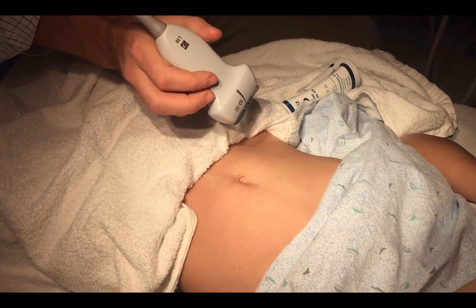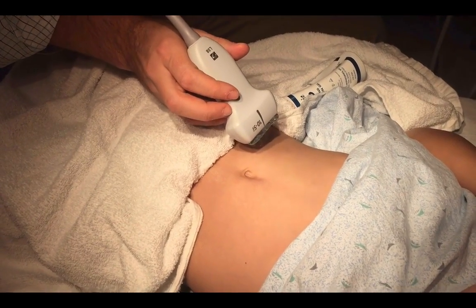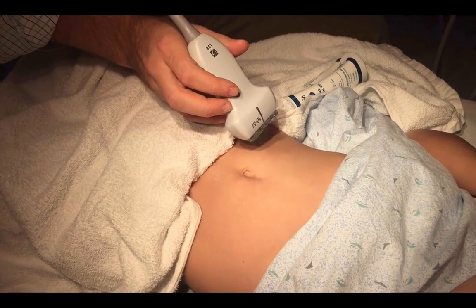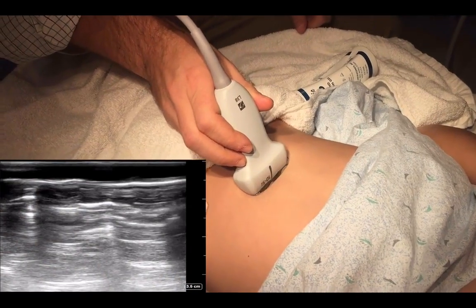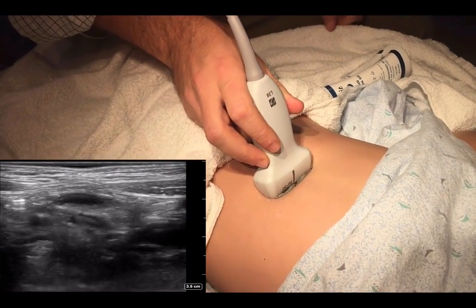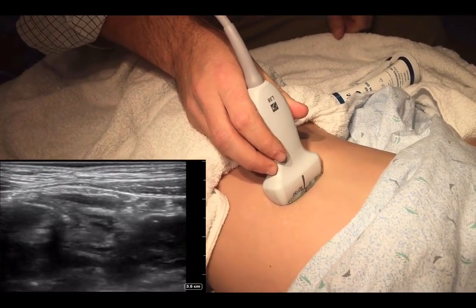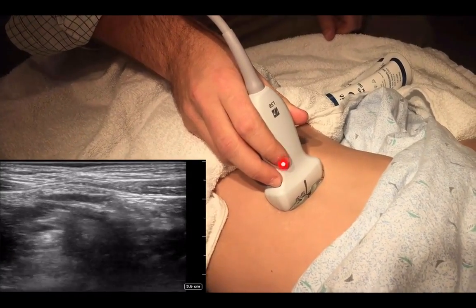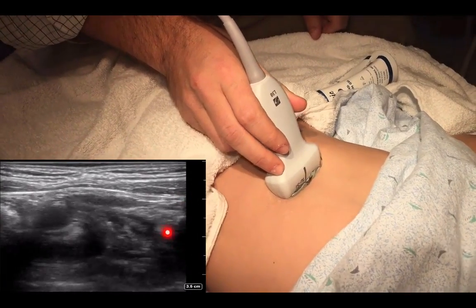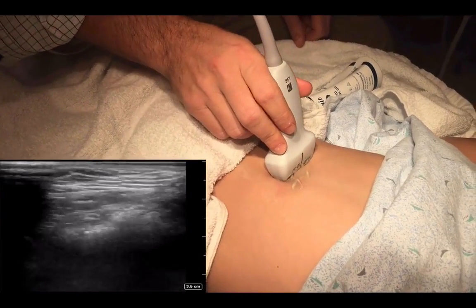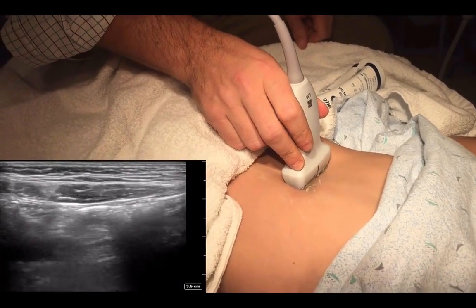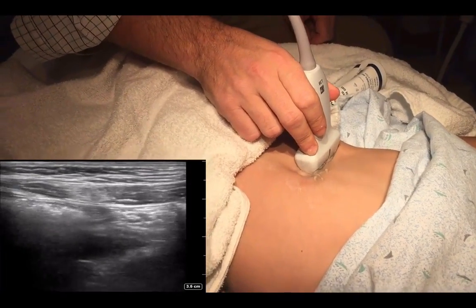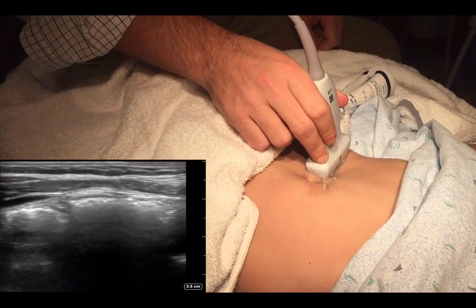When we start our scan, we're going to start just lateral to the umbilicus. The reason why is because if the probe is in the center of the belly, all we're going to see is some small bowel, as we can see here. Small bowel generally has fluid or gas and is actively peristalsing. We move the probe laterally to try to find our ascending colon.